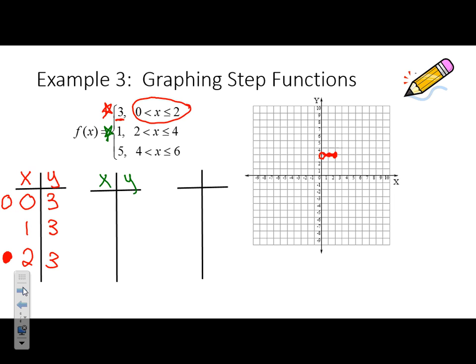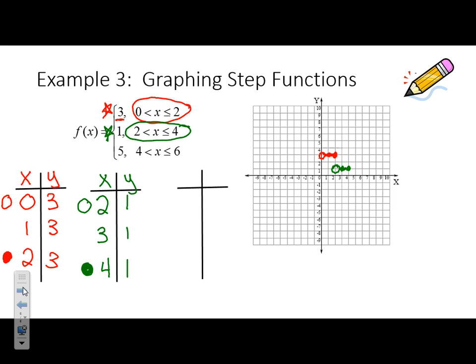On my next one, my x and my y, my restrictions are between 2 and 4. So I have 2, 3, 4. At 2, it's just less than, so it's going to be open. At 4, it's less than or equal to, so it's going to be closed. My equation is just y equals 1, so all my y's are 1. When I graph this, I'm going to go 2, 1, and it's going to be an open circle. Then 3, 1, and then 4, 1 is closed. So there's my line there.